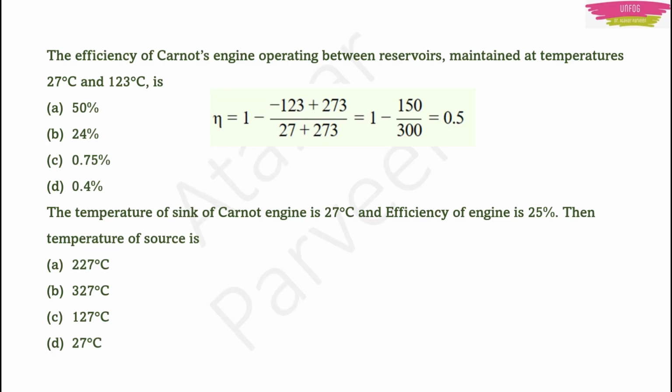Next question. The temperature of sink of Carnot engine is 27 degrees centigrade and efficiency of engine is 25%. Then the temperature of source is. Here you have to find something different. Efficiency is already given, right? Efficiency is given. You have to find the temperature of the source. Just substitute the values and you have to simplify here also. Okay. Here option C will be the right answer. 127 degrees centigrade. Okay.